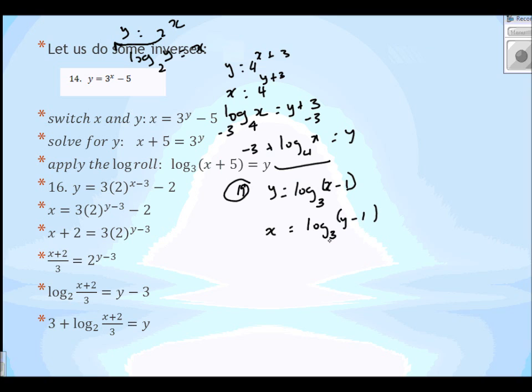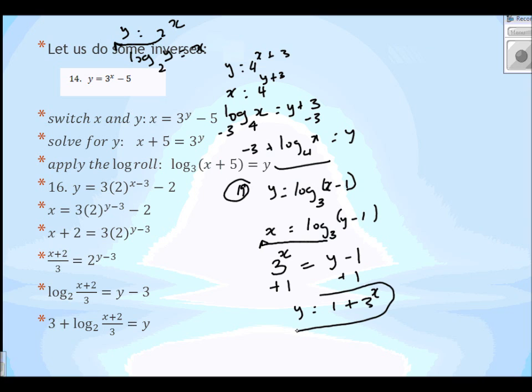Now apply the log rule in the reverse way. This time 3 goes as the base of the exponent. So this 3 now comes here. x goes as an exponent. Remove the log and you're left with y minus 1. All you have to do is add 1 on both sides to isolate y. So y is 1 plus 3 to the x. This is your answer. This exponential function is the inverse of this logarithmic function.